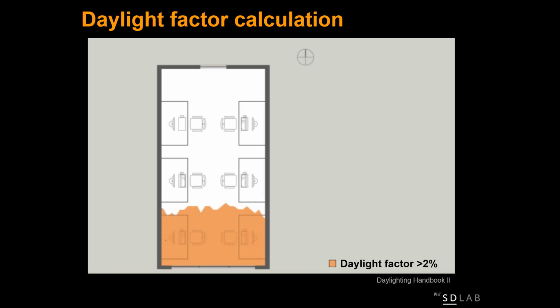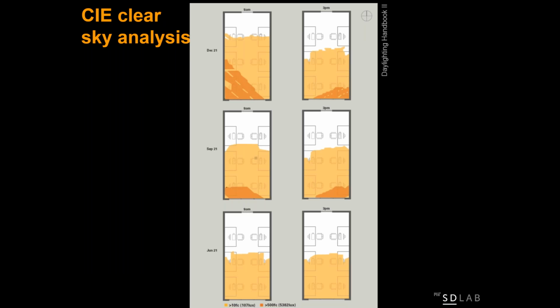So the first one we already talked about, that's the daylight factor. Here you will see always a floor plan of a south-facing office. And near the window, the first row of workstations, in this case, has a daylight factor of larger than 2. So daylit area orange, white, not the daylit area.